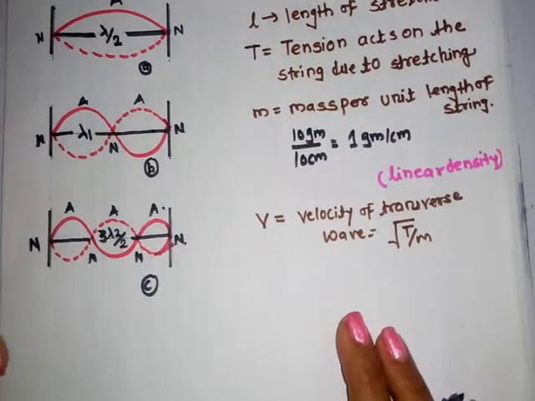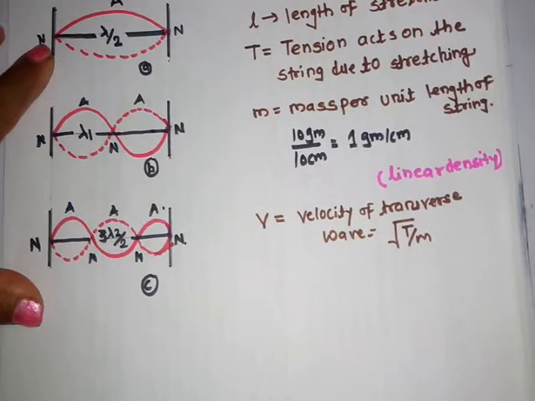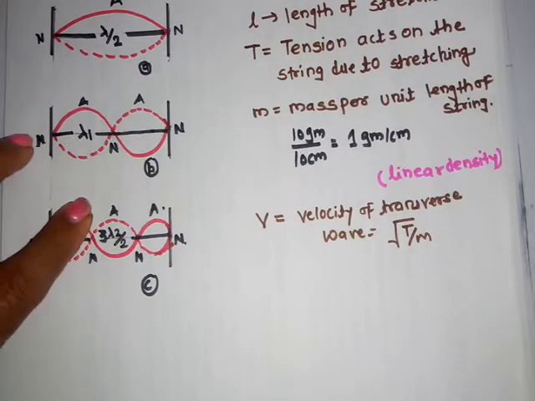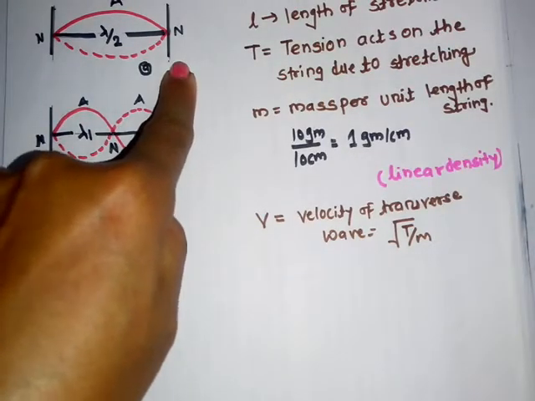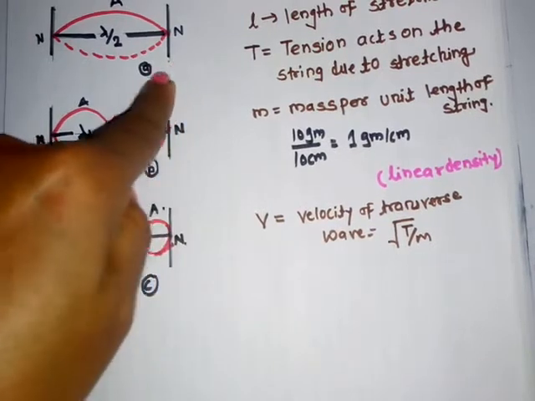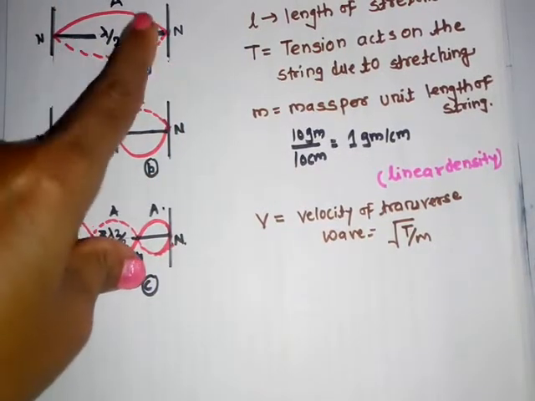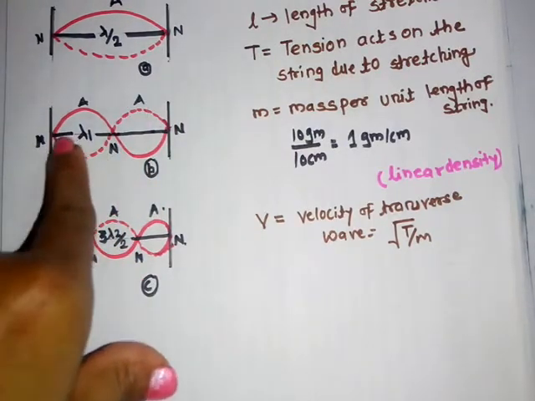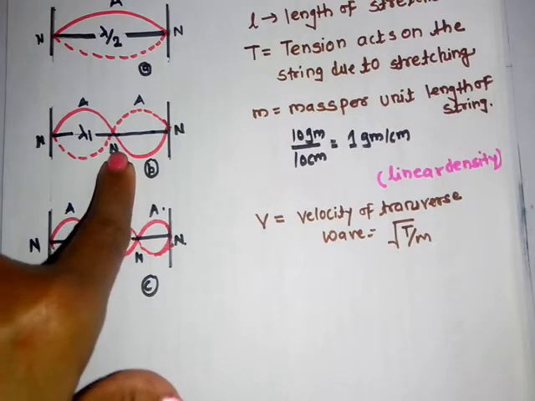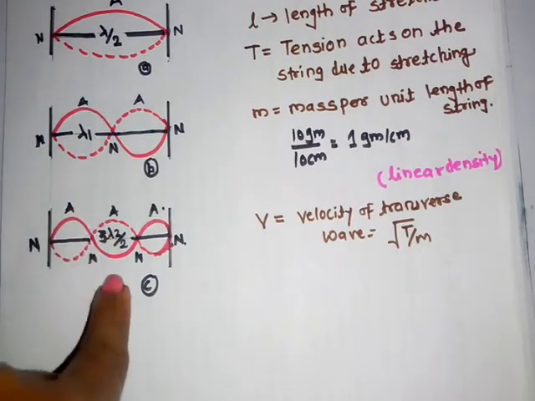Now, if the string is made to vibrate, then for this purpose a vibrator, considering it as a tuning fork, a transverse wave can be produced along the string. When the wave reaches the fixed end, then the wave gets reflected with a phase change of pi radian, and this reflected wave interferes or superimposes with the incident wave, and a stationary wave forms on the string.